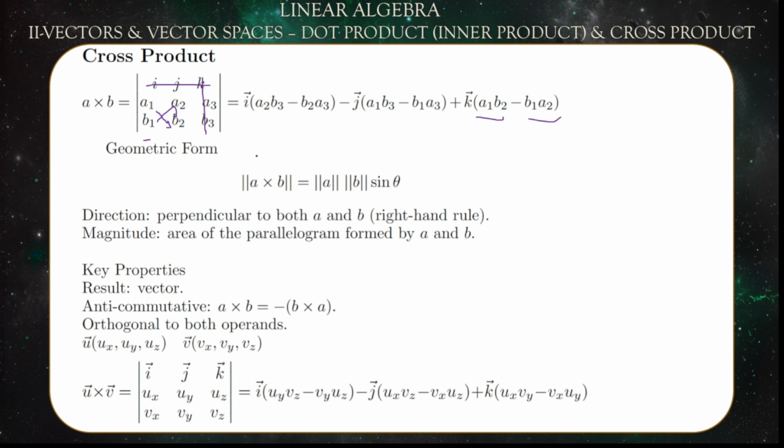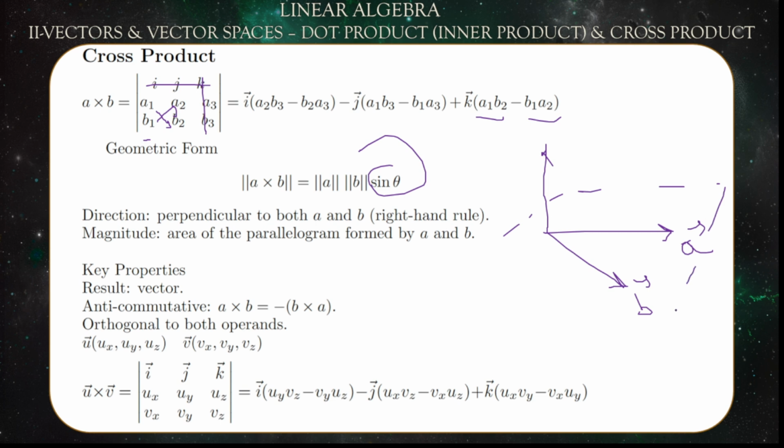The geometric form is the following. A cross B is equal to the length of A times the length of B times sine theta, instead of cosine theta. The direction of this vector, which is the result of the cross multiplication of A and B, is actually what? Perpendicular. It's orthogonal to both A and B, to the plane where A and B reside.